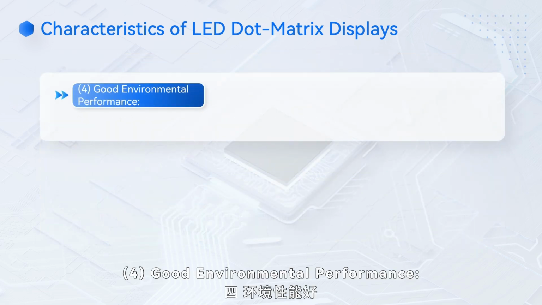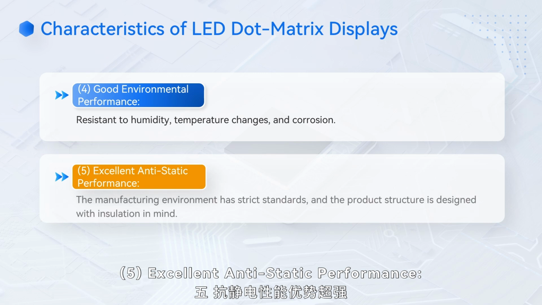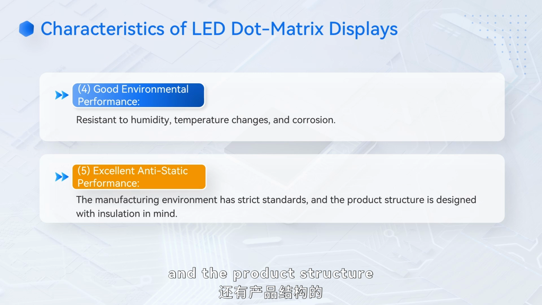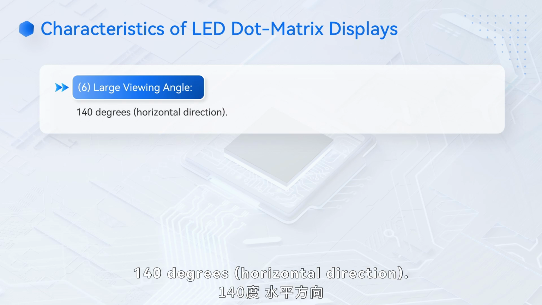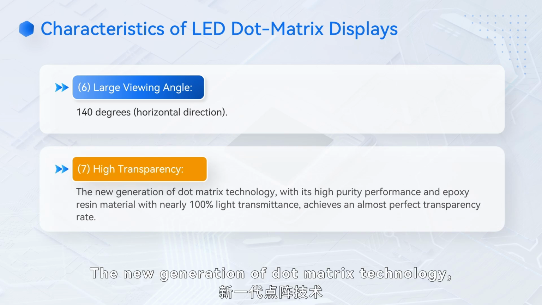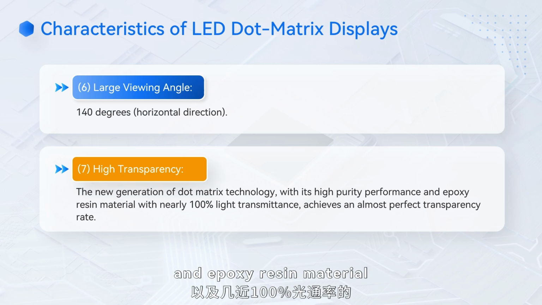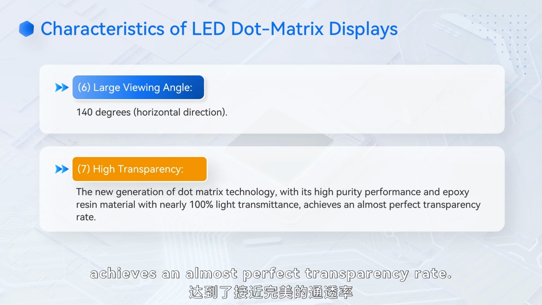4. Good environmental performance. Resistant to humidity, temperature changes, and corrosion. 5. Excellent anti-static performance. The manufacturing environment has strict standards, and the product structure is designed with insulation in mind. 6. Large viewing angle, 140 degrees, horizontal direction. 7. High transparency. The new generation of dot matrix technology, with its high purity performance and epoxy resin material with nearly 100% light transmittance, achieves an almost perfect transparency rate.